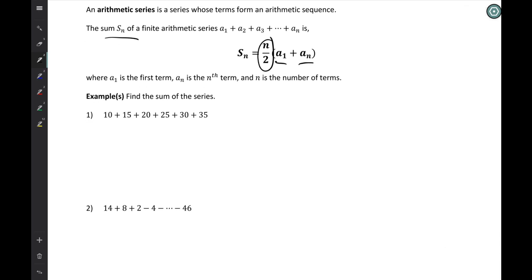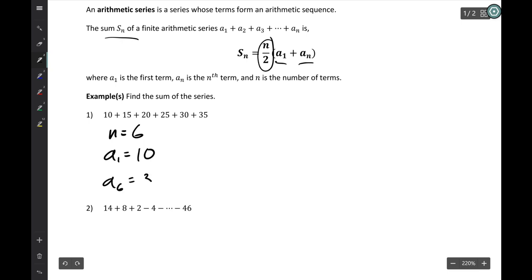So, example, find the sum of the series. I look at this. I see it is in fact arithmetic, which means I can go through and write down three things. The number of terms, in this case there's 6. The first term, a sub 1, which is 10. And the last term, a sub 6, which is 35. And then I just plug everything into the formula. S sub 6 is equal to 6 divided by 2 times 10 plus 35. And this is just 135.